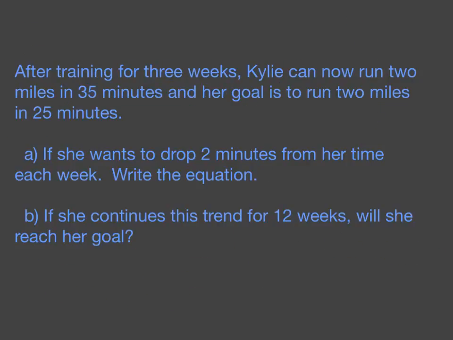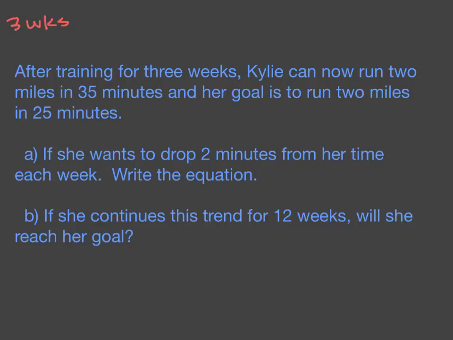This one says, after training for 3 weeks, Kylie can now run 2 miles in 35 minutes, and her goal is to run 2 miles in 25 minutes. Letter A, if she wants to drop 2 minutes from her time each week, we just need to write the equation. So we're talking about 3 weeks.